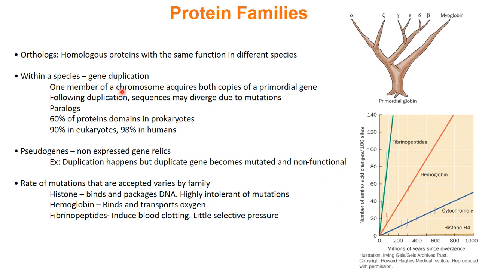Now it is possible that when you do this duplication, the gene just gets mutated and doesn't work. We call that a pseudogene, that is, non-expressed gene relics, and humans have a lot. But if you look at prokaryotes, 60% of all proteins are paralogs; we see copies of them in other proteins. It's 90% in eukaryotes and 98% in humans. So the majority of the proteins in our own body aren't unique.